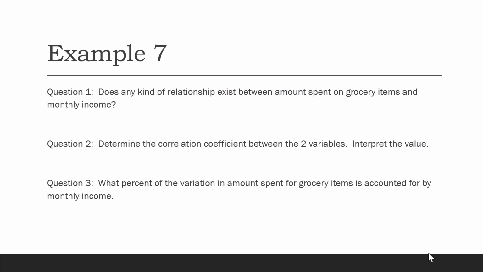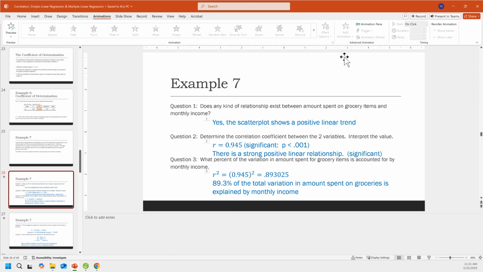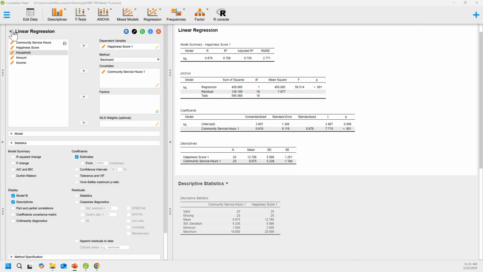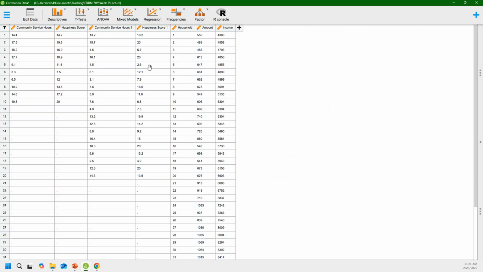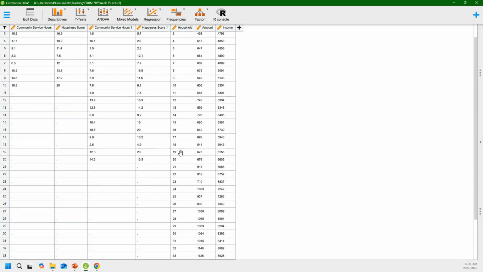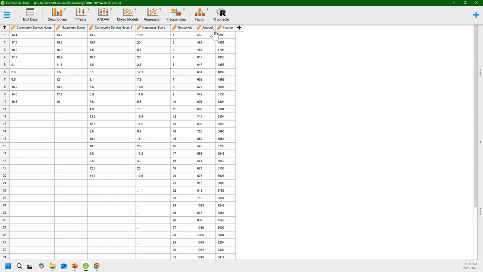Let's go to JASP and let's look at the data. All right. So these last three columns have the data that we're interested in. We have several households here. There's 40 households. This is like an ID variable here. We have the amount that they spend on groceries, and we have their income. Income is like our X value because the income will likely influence the amount that a family spends on groceries, right? So we're going to use income as our X and amount as our Y.